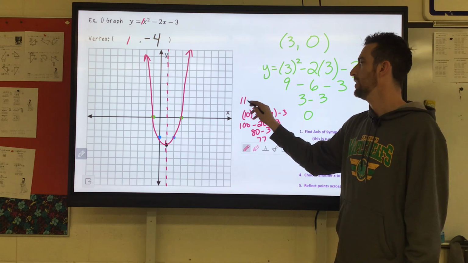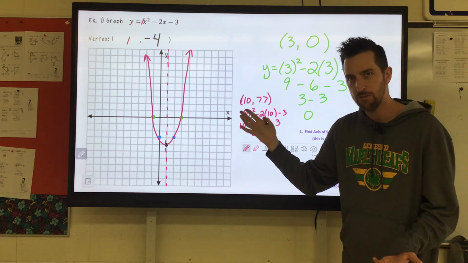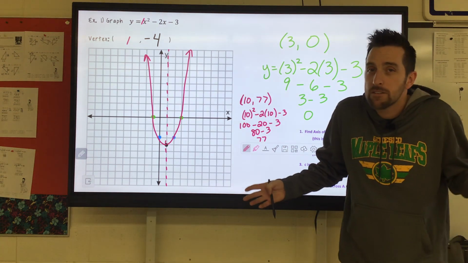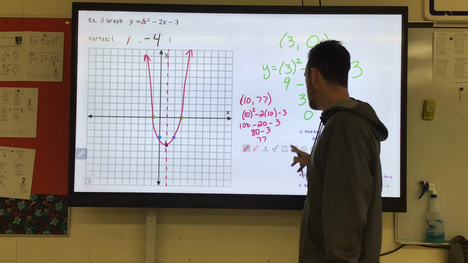So you'd have a point at 10, 77, but obviously that's too huge for our graph. Our graph just goes 10 by 10. You could scale it differently, but I don't want to deal with that. Just pick the next two over. It'll be easier for you.